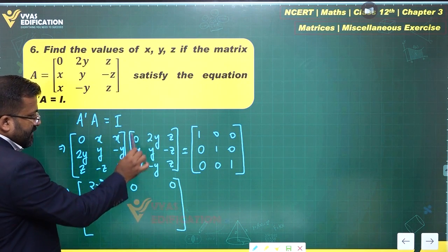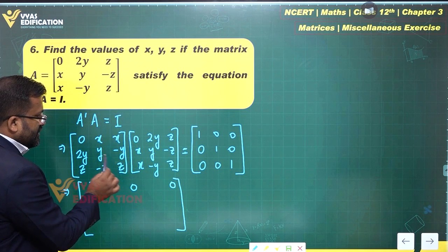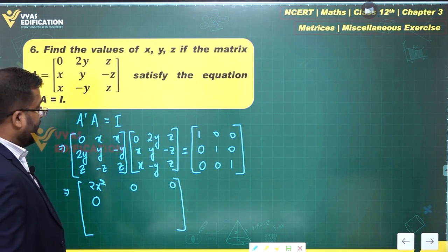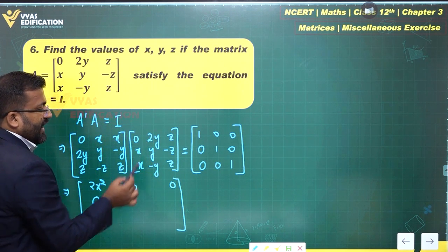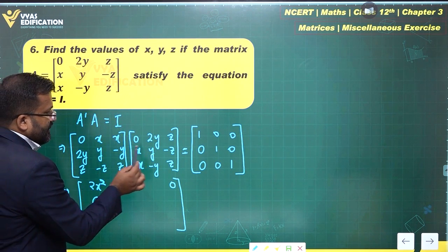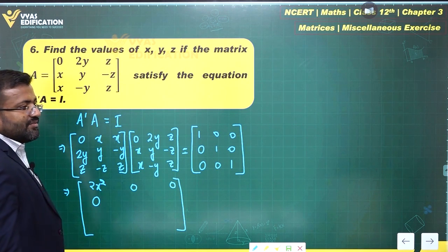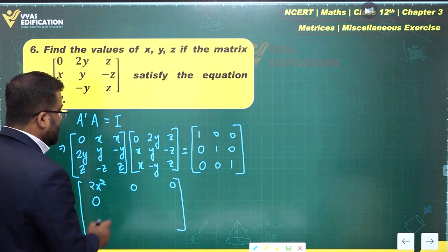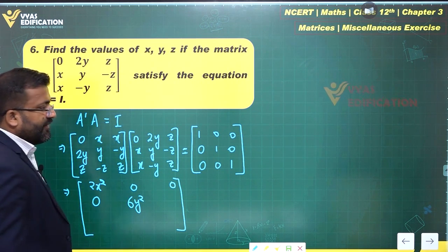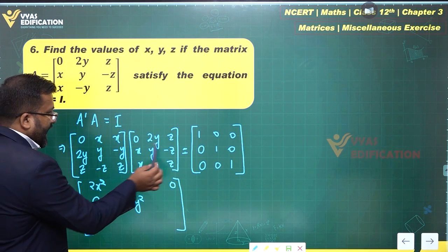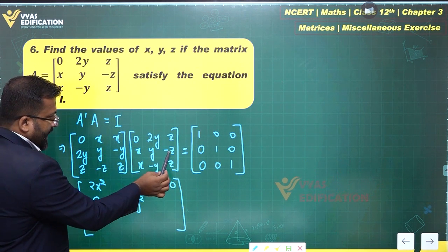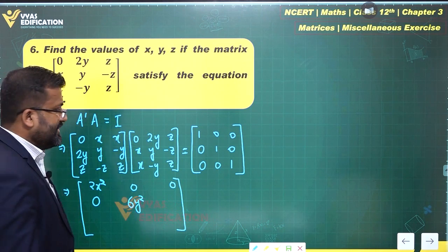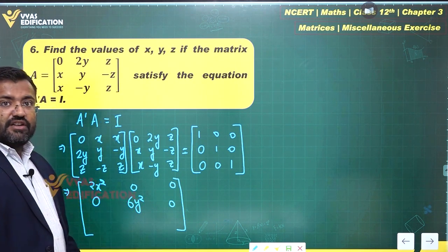2y, y, minus y will get multiplied with 0, x, x. This is 2y times 0 which is gone. xy minus xy will be 0. Oh, pretty interesting. Next, 2y times 2y is 4y square. y times y is y square, minus y times minus y is again y square. So we have 4y square plus y square plus y square, which is 6y square. What next? 2y times z is 2yz, minus yz, minus yz. So 2yz minus yz minus yz is simply 0. That's the matrix that you'll get.